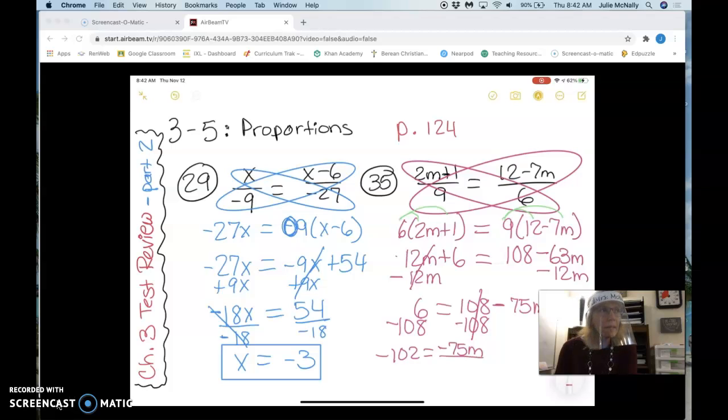Divide by 75. And the answer is negative 1.36. Negative? Positive 1.36. Positive 1.36.